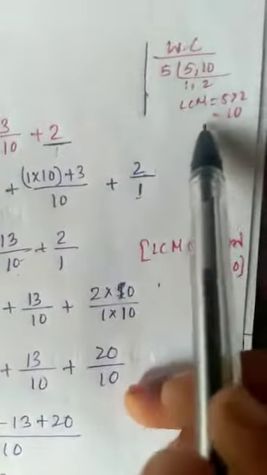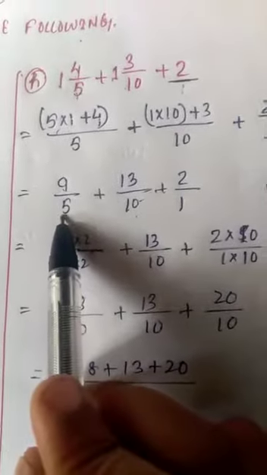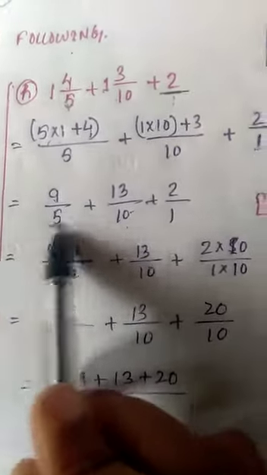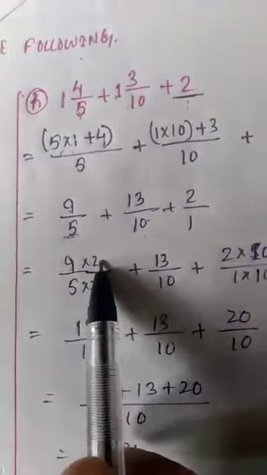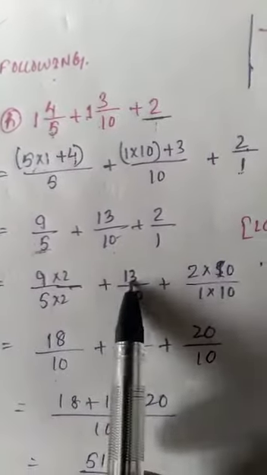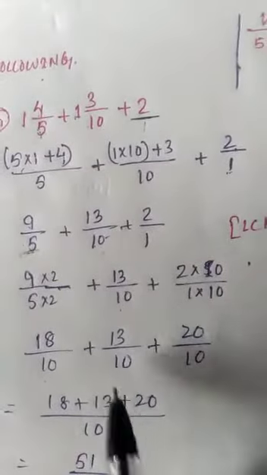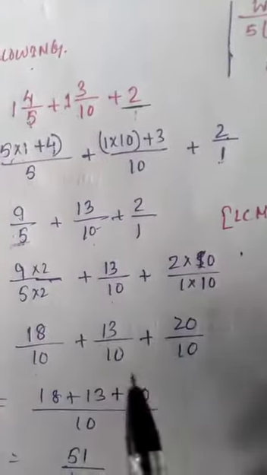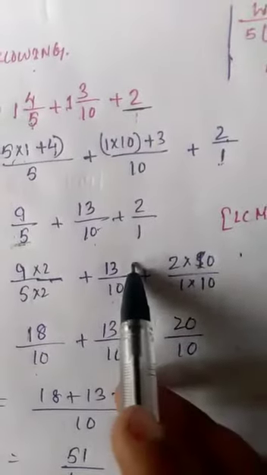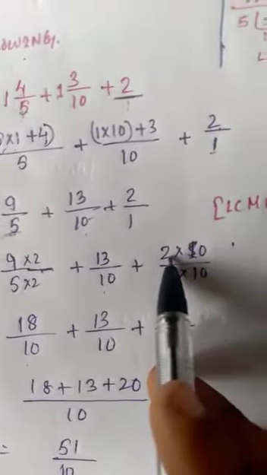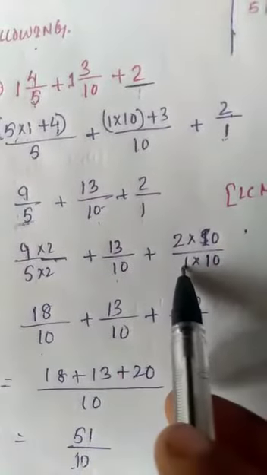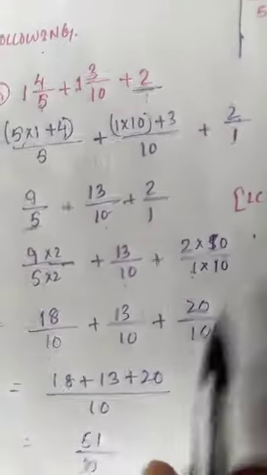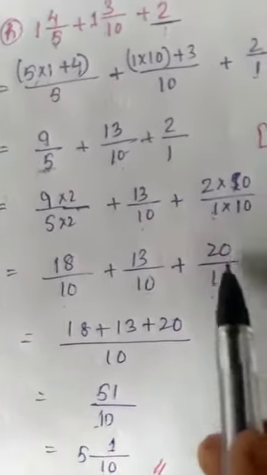You can see, students, after getting this as 10. Now 9 by 5, how much do we have to multiply to get 10 with 5? 5 times 2 is 10, as you know. So 5 times 2 will multiply, so 9 also times 2. So 9 times 2 is 18 by 10, and here 13 by 10 we can keep the same as 10 into 1 you will get 10 only, so no need, you can keep it the same. Now again, 2 by 1 is there, so how much do we require to get 10? We have to multiply it by 10. 1 times 10 is 10, so 2 also we have to multiply by 10, it's 20 by 10.